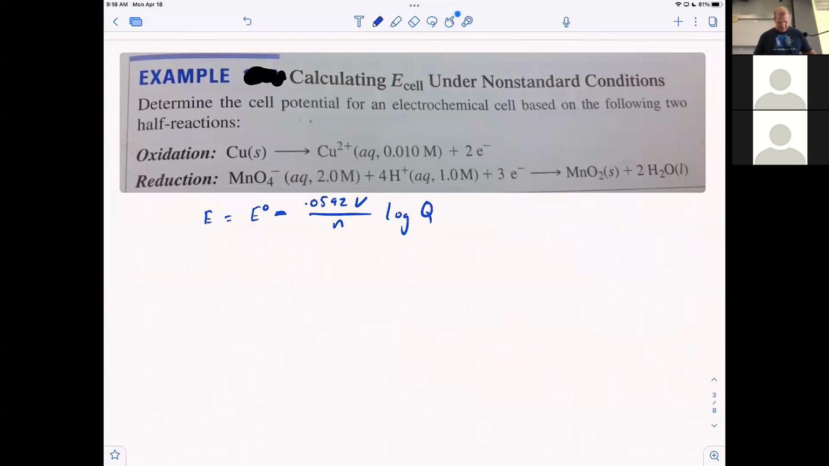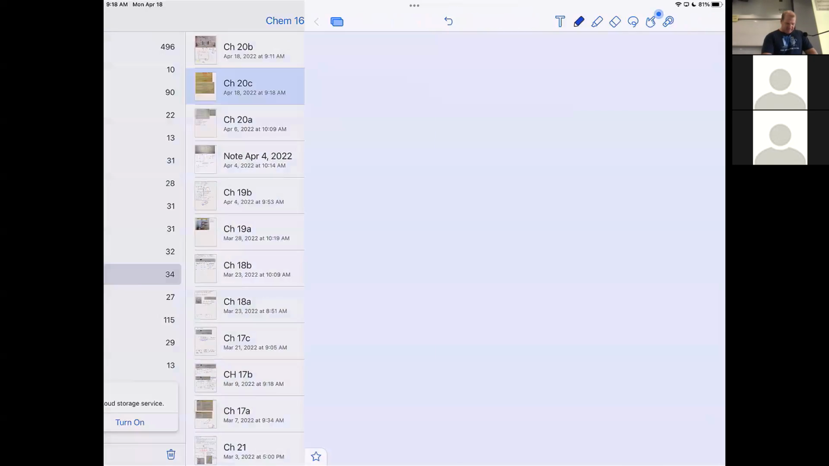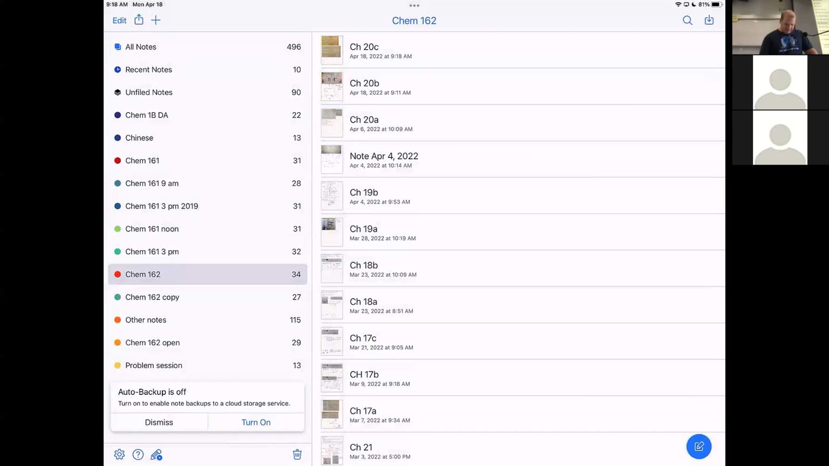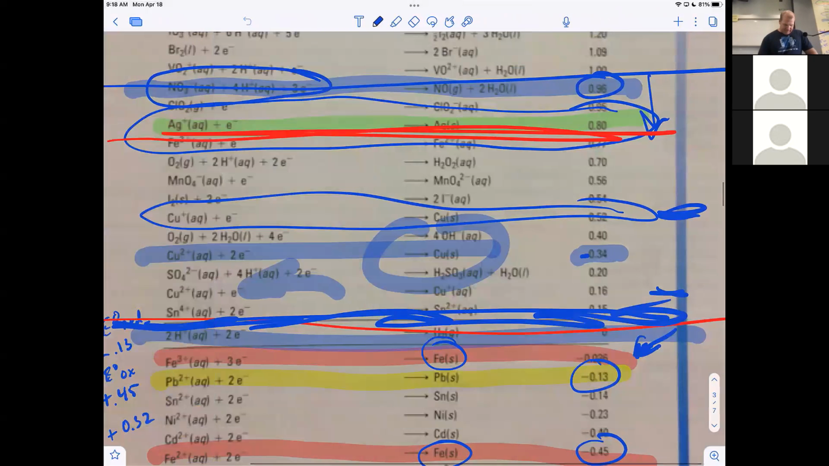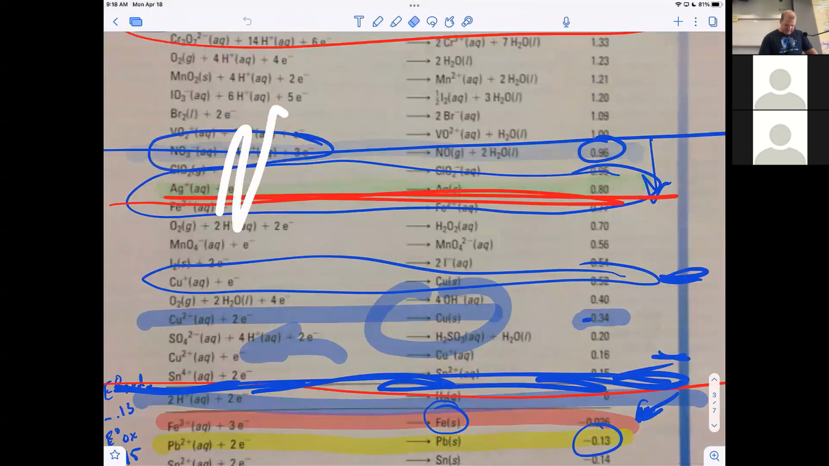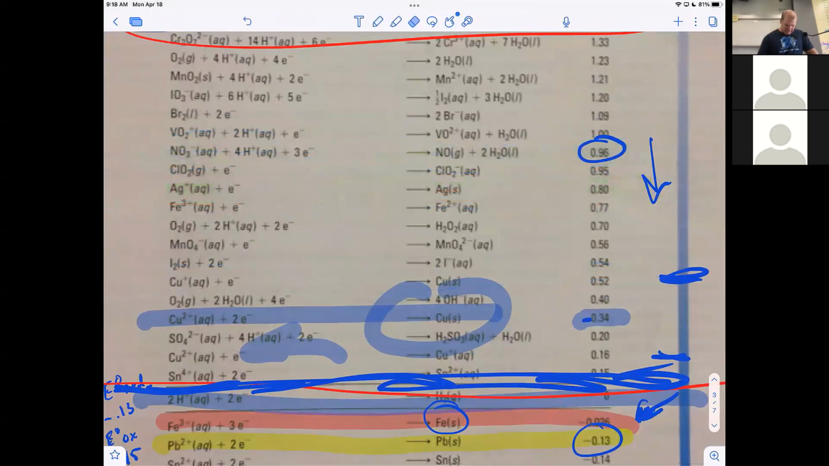And I'd probably start out by finding out what E0 is. So we already know this one is minus 0.34 volts, right? Because we just did it in the previous problem. And I don't have these memorized. I have to look them up. So where is permanganate? This is getting ugly. Okay, oh, here it is.